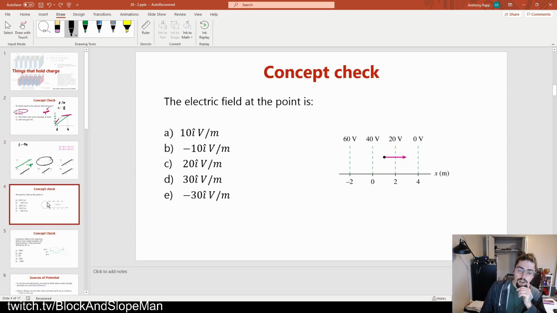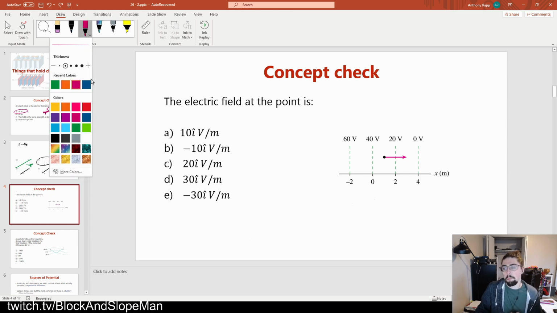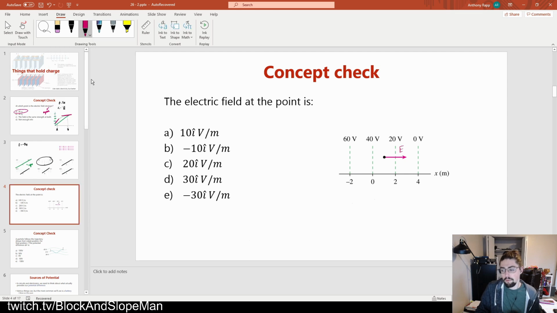Okay, let's try another one here. Here's one with a few more numbers to it. And I will tell you what we've got already drawn on this thing. This will give you some help. This is the electric field, right? It's a representation of what the electric field is doing. So it kind of eliminates two of the answers right off the bat. But aside from those, what is the electric field at this dot?